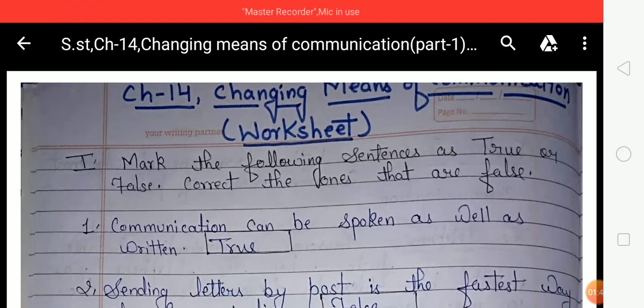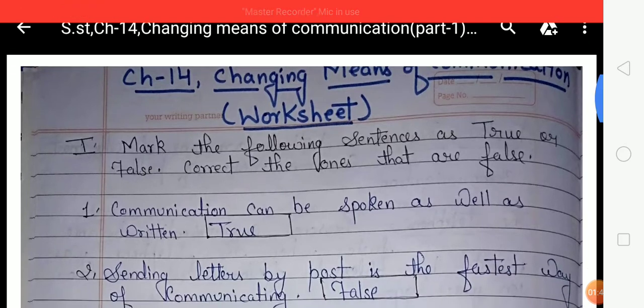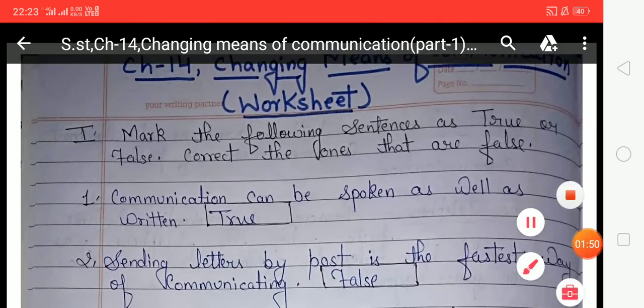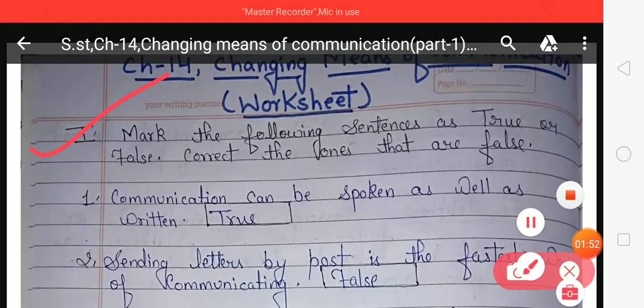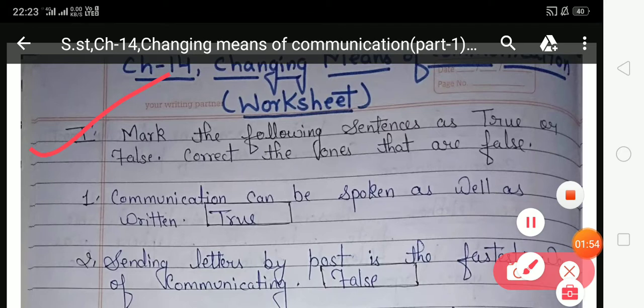So now come to the exercise. First, mark the following sentences as true or false. Correct the ones that are false. In this exercise you have to give answers according to the given statement. If your statement is right, then your answer will be true, and if the statement is wrong, then your answer will be false. So look at the first one. Communication can be spoken as well as written. Is this statement right or wrong?